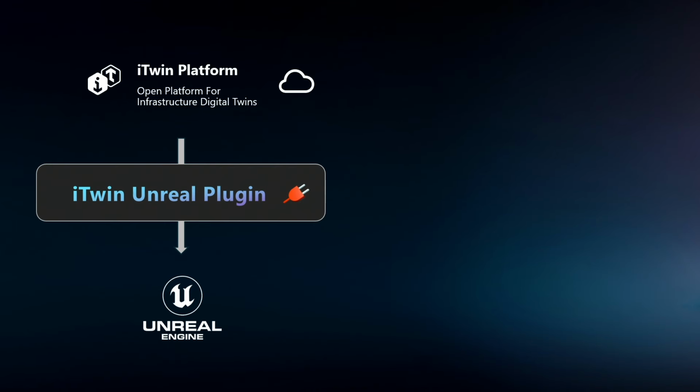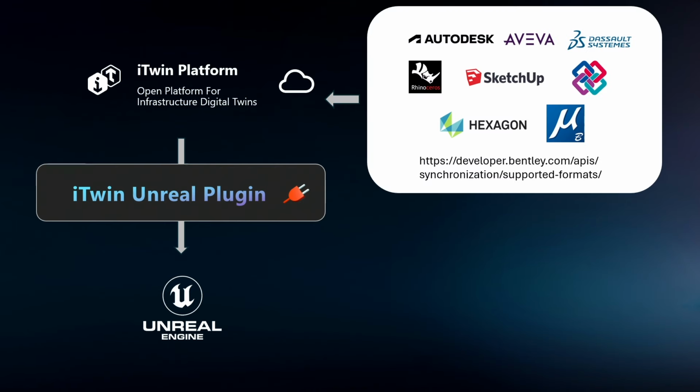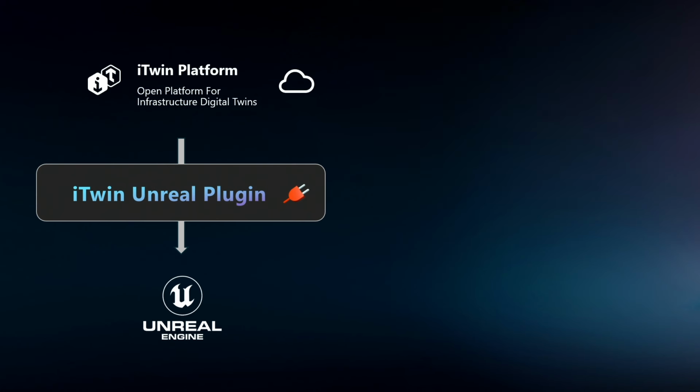So here, there we go. You can see that any type of data can be stored in the iTwin platform. So it's not only our MicroStation models. It can be Revit, it can be Rhino, it can be SketchUp, whatever you want can live in the iTwin platform. And what comes with the plugin?